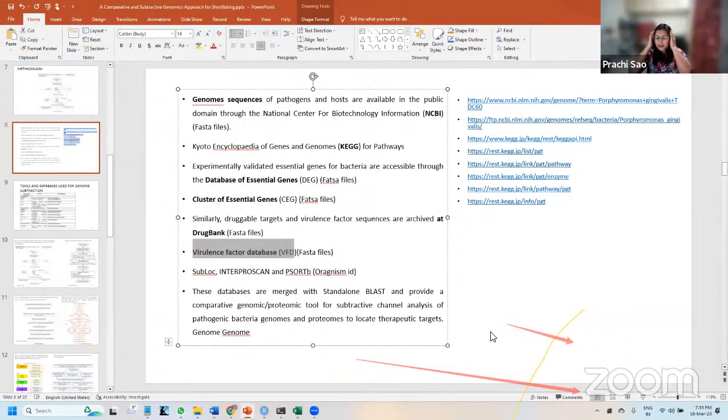See, this concept is something you have to understand: where you want the similar sequence and where you don't want the similar sequence. You have to make sure you are going the right way. So for DrugBank, we don't want any similarity because we want something unique. So, no hit.